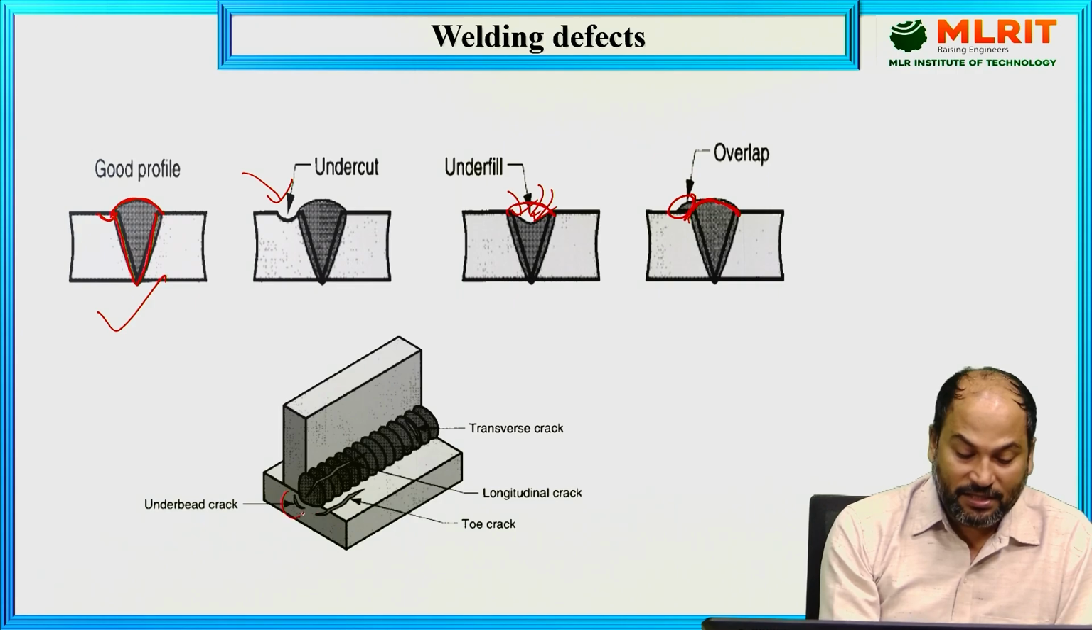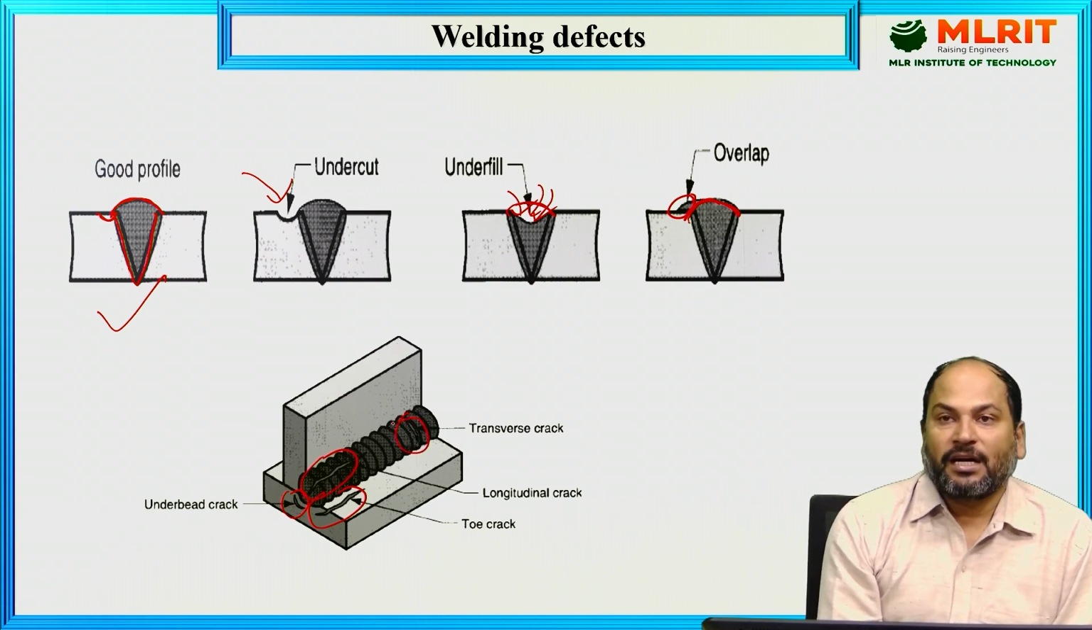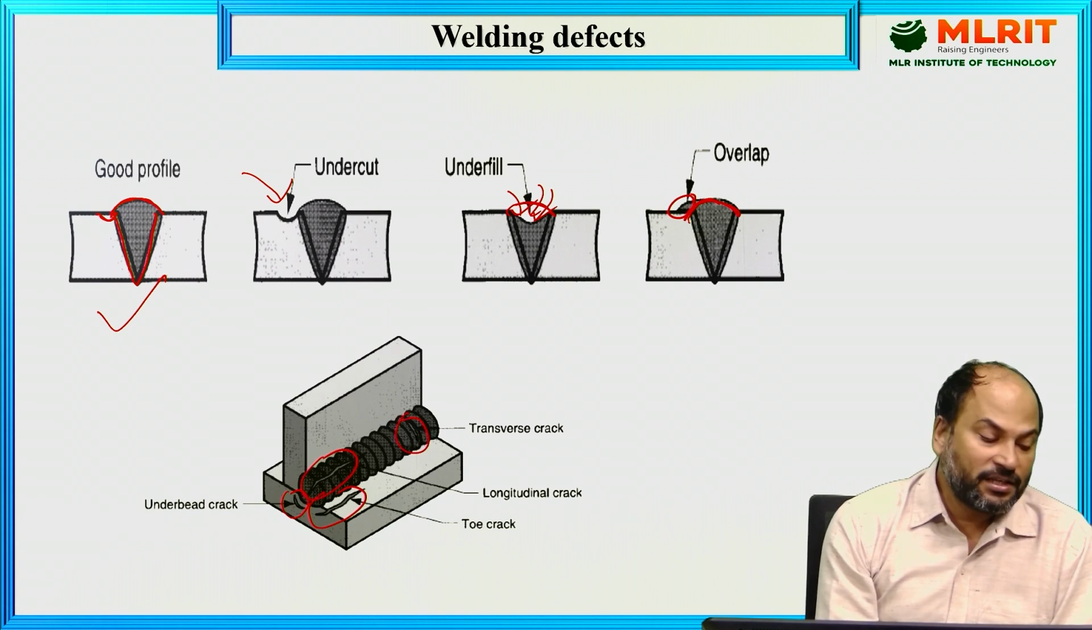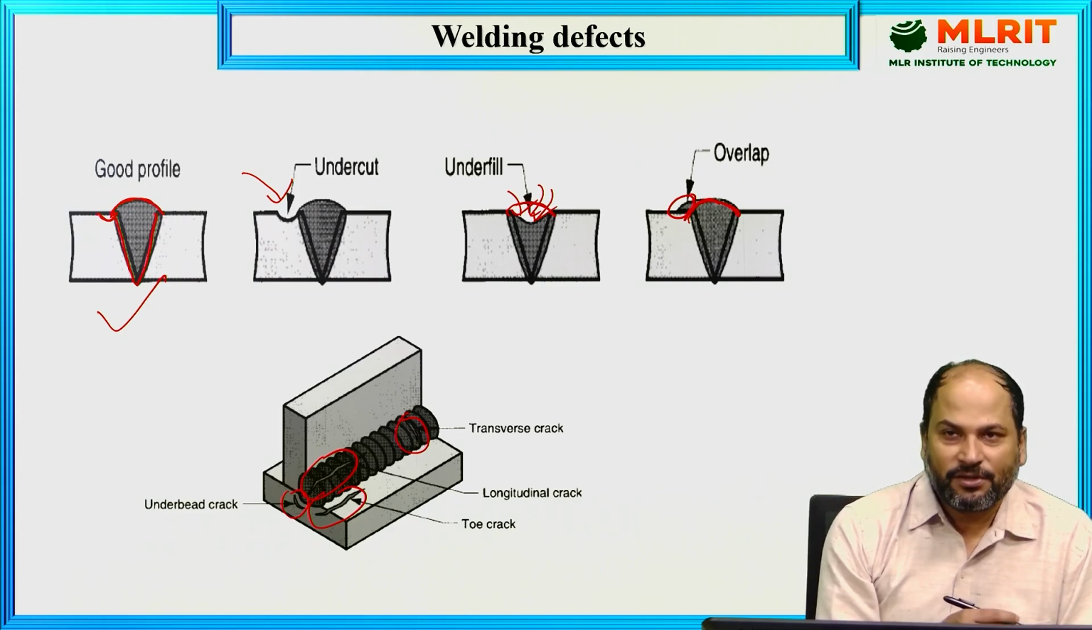So you can see here the crack is inside, here the cracks are, here the cracks are. That is actually very dangerous, so that also we need to take care of. So these are the most important defects which will generally appear during the welding.